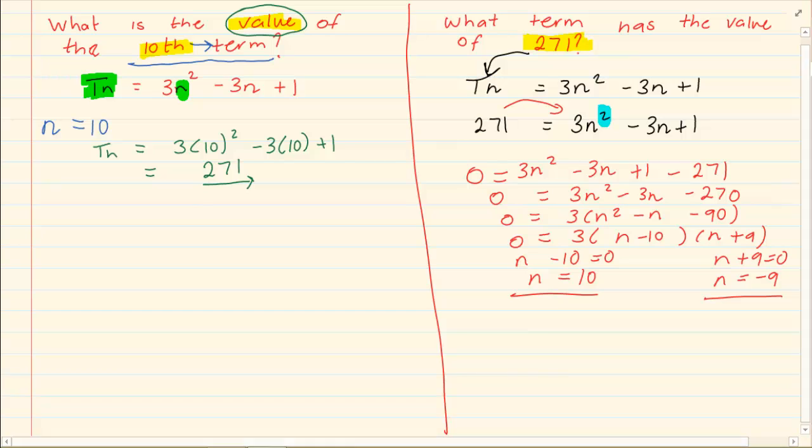Now, n is equal to minus 9. If you're standing in a row and you are counting people, you go 1, 2, 3. They are all natural numbers. You can't have a negative for a term number. Therefore, this answer will not be applicable. So the only answer that is valid is that n is equal to 10.